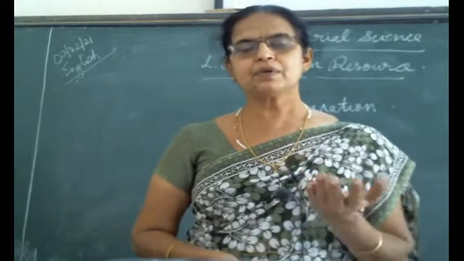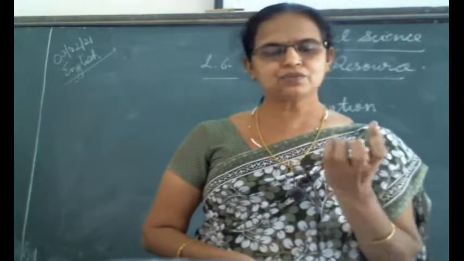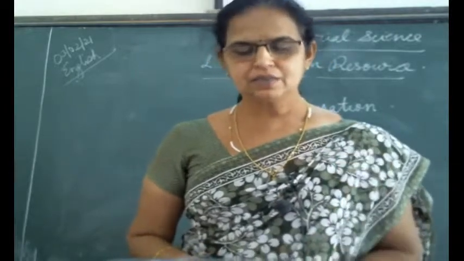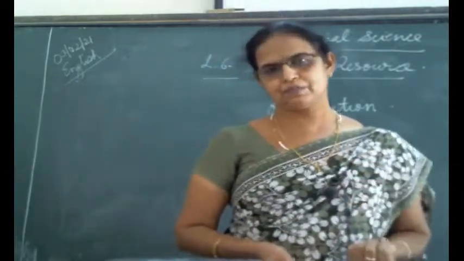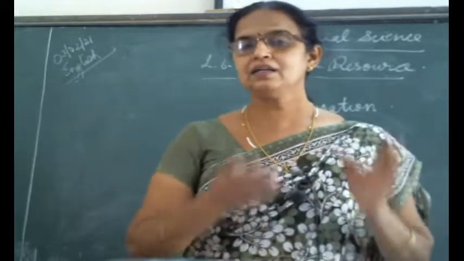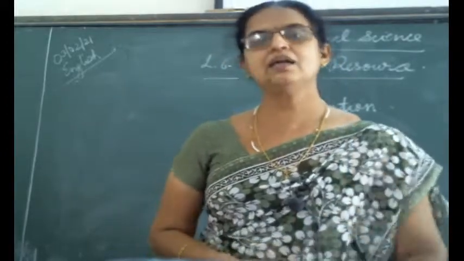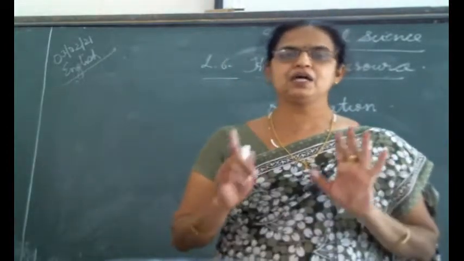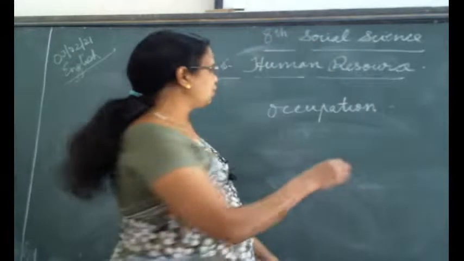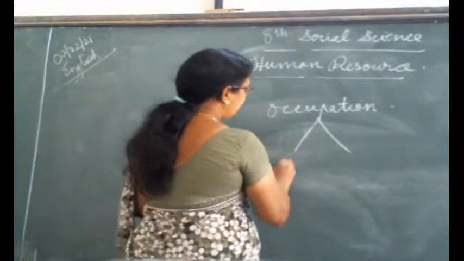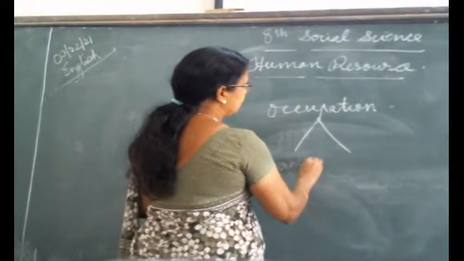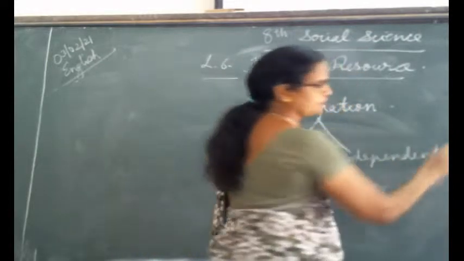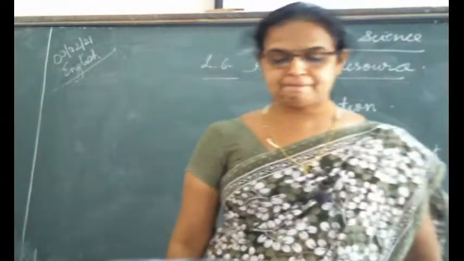What do we get from doing a job? Papa is doing a job, so he gets salary. So whatever the occupation, it gives a remuneration. So we can say that this is an economic activity. So this is an occupational group. It is divided into earning population and dependent population. So this occupational structure is divided into earning population and dependent population. Earning and dependent.